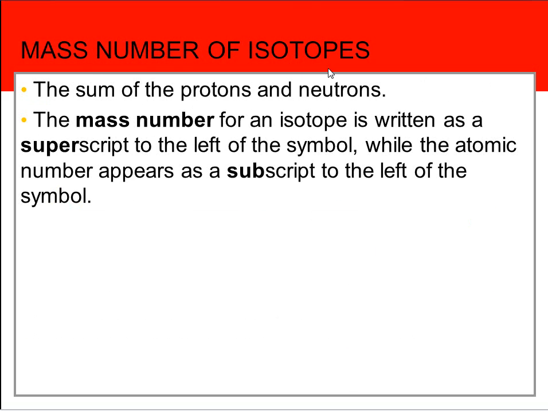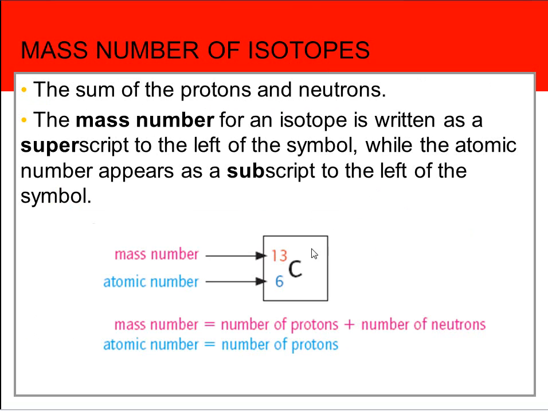So as we saw, the mass number of the isotopes is the sum of the protons and neutrons, and the mass number is written as a superscript to the left of the symbol. Here's the mass number for carbon-13. The atomic number, 6, is always the atomic number for carbon. It appears as a subscript to the left of the symbol. So this is the symbol for carbon-13. The total number of protons and neutrons, and the number of protons. So given the symbol here, we can determine the number of neutrons present in this sample of carbon-13. There are 13 minus 6, 7 neutrons present.